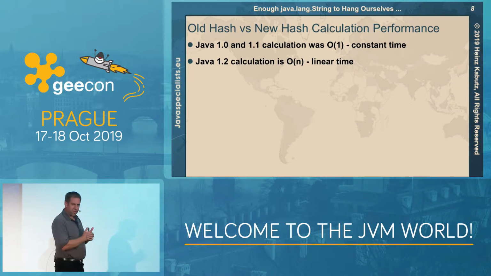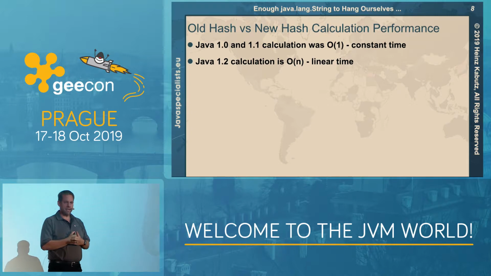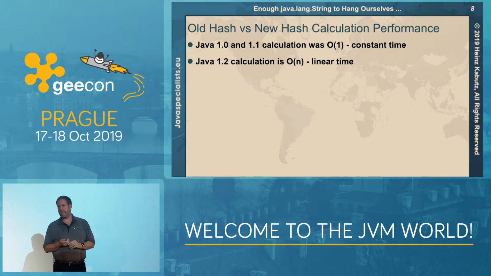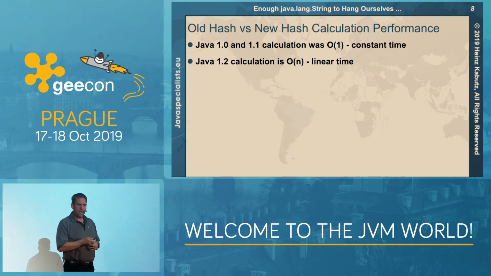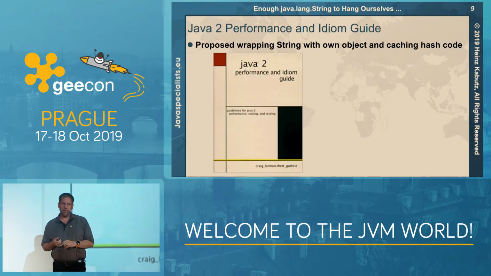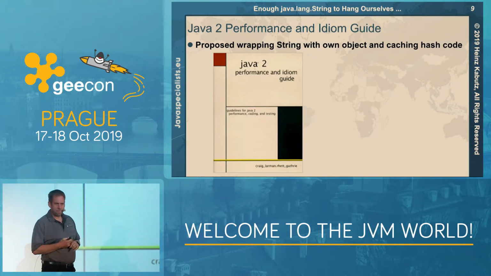Now, Java 1.2, for some reason, people liked Java in those days, without generics, without HotSpot. They still liked it, and people started writing real production code with Java 1.1 and 1.2, and it wasn't very fast. So these guys wrote the Java Performance and Idiom guide.